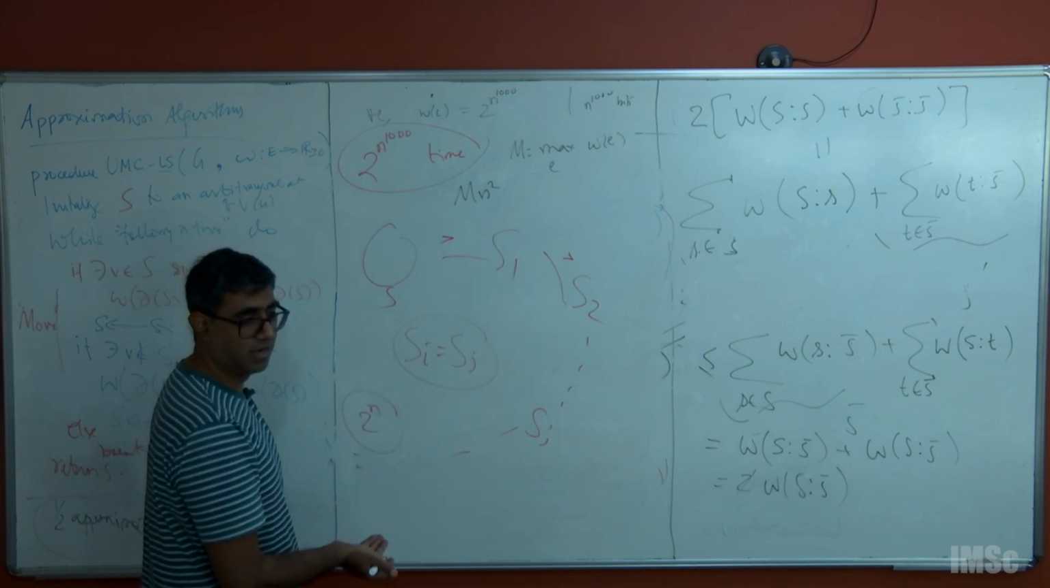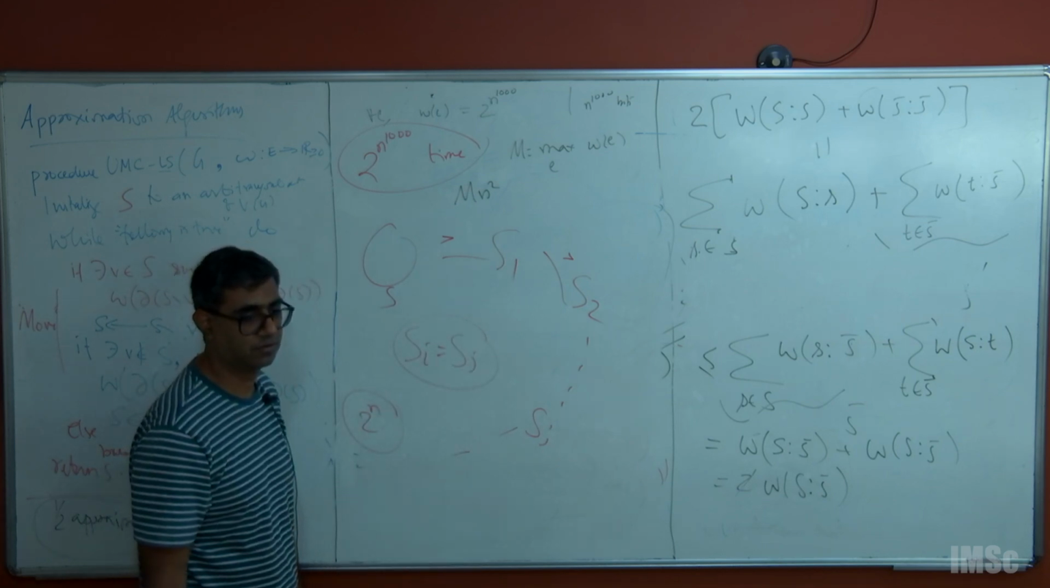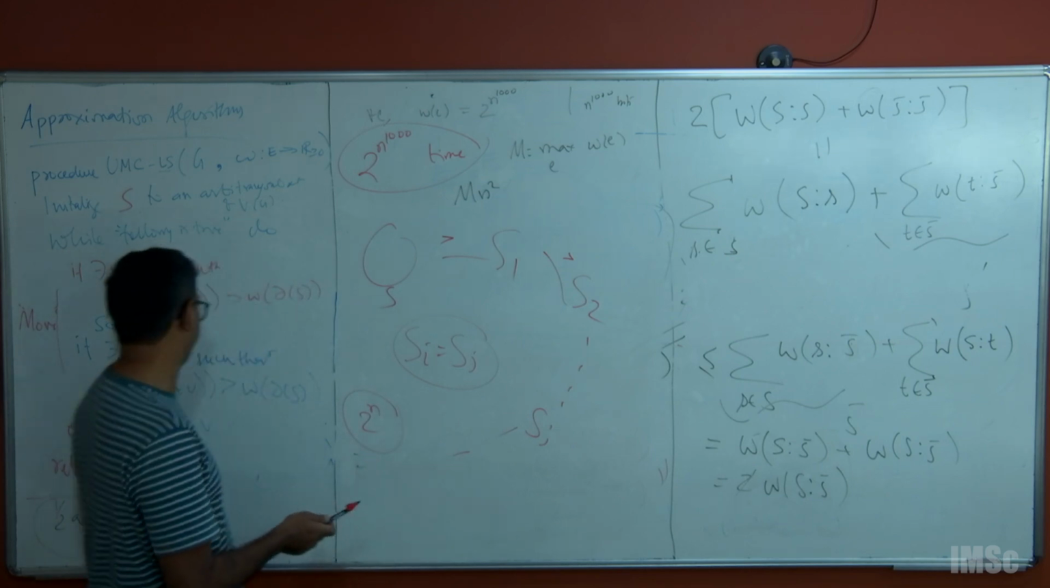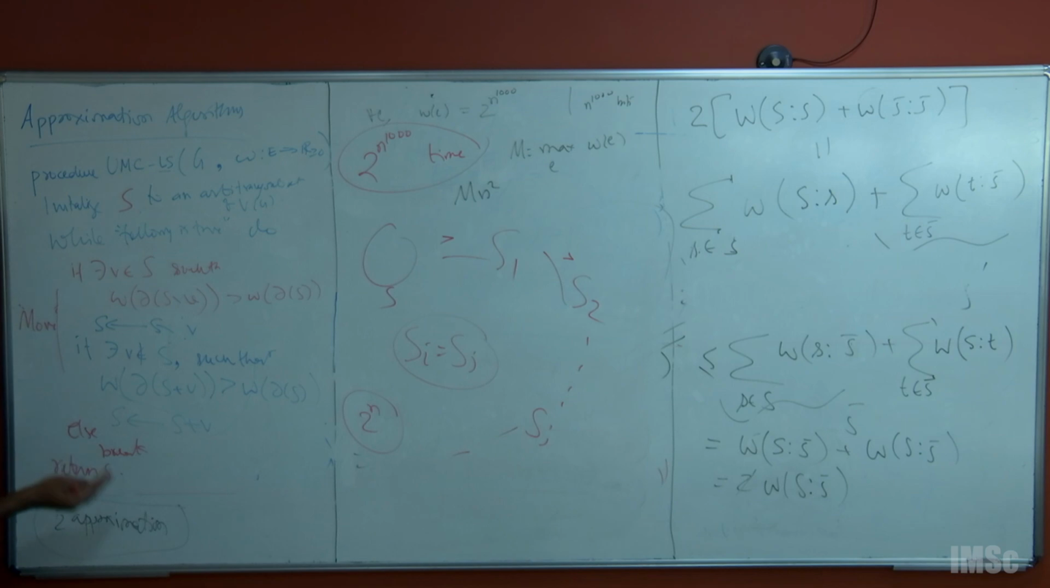But this also is very bad. In 2 power n time I can try all possible subsets and output the best one. So what's the point of this? At least the way it is written, it is indeed a factor half approximation, but it is not a polytime algorithm. We will not worry about that for now. We will do something else for now.